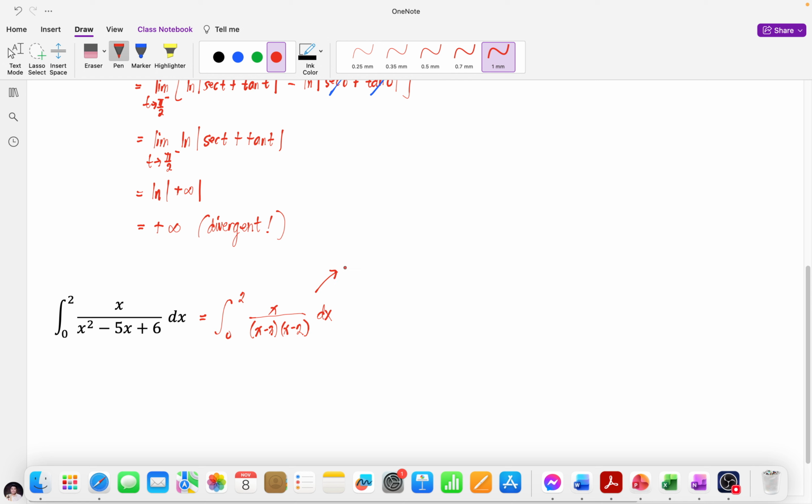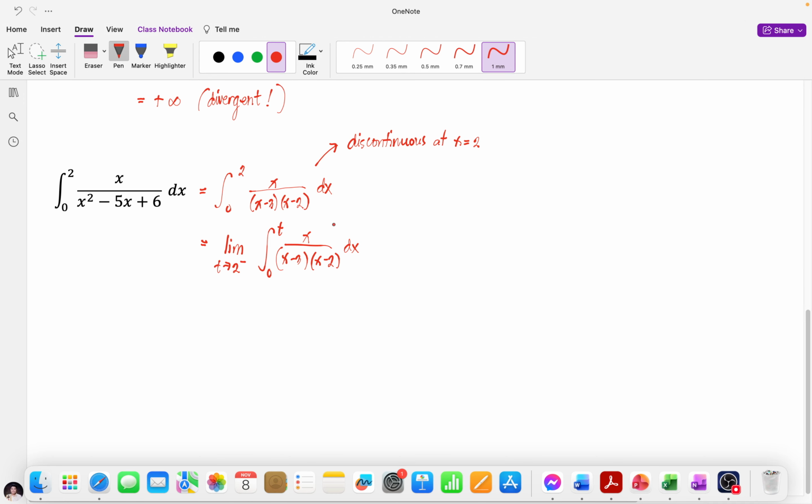So again, here, this is discontinuous at x equal to 2, which is our upper limit. So we will use case 2. So for case 2, we can rewrite this as the limit of the integral of x over x minus 3 times x minus 2 dx from 0 to t as t approaches 2 from the left.